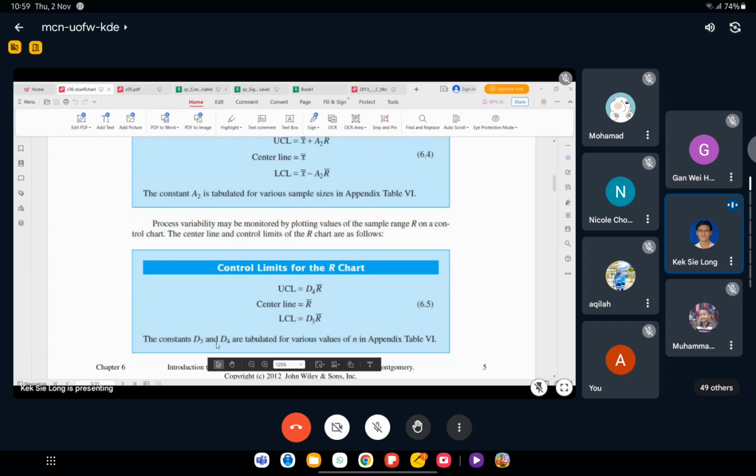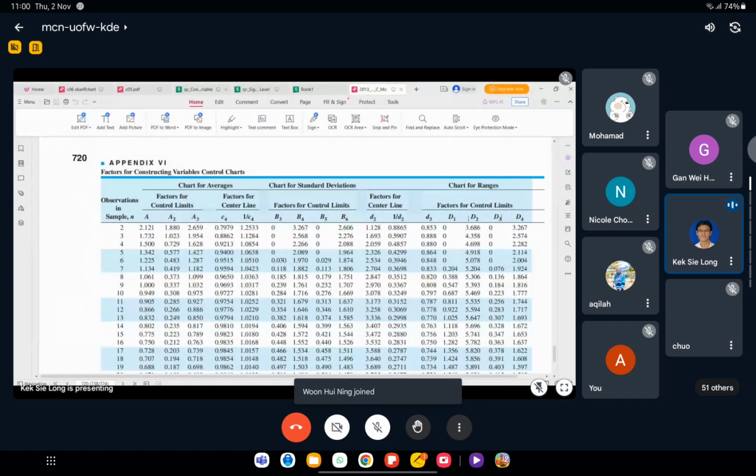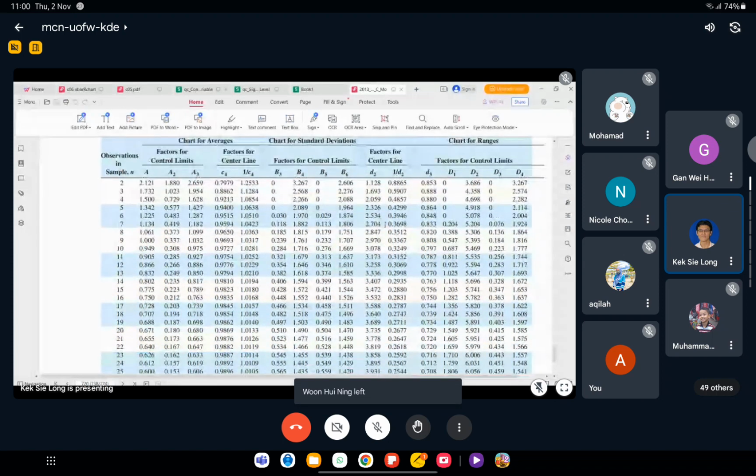But before that, what is D3 and D4? Again, refer to this table, Appendix 6, the third category, chart for ranges, factors for control limit. So you can see there are capital D1, D2, D3, and D4. For the R chart, we refer to D3 and D4 for the respective n values. And if you have a look at this table, all are positive values, no negative value.